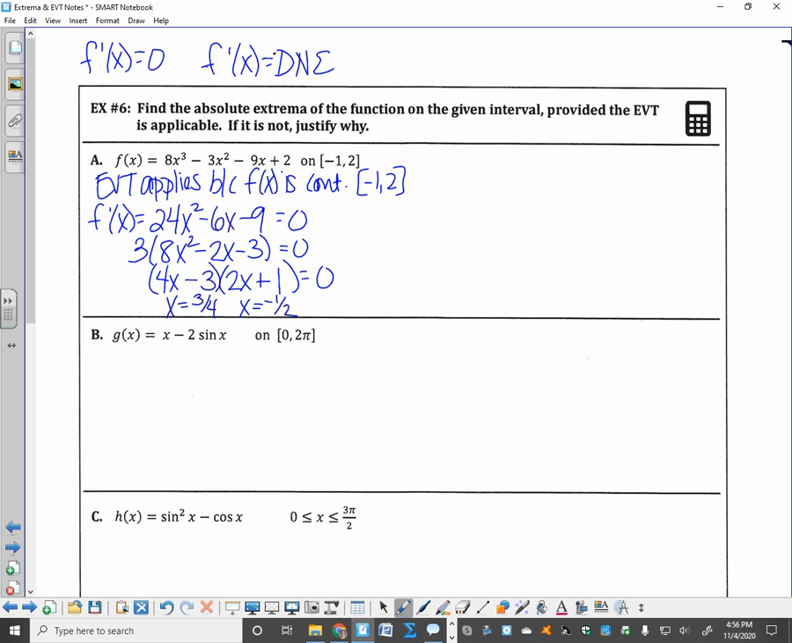So now I'm going to do what's called a candidates test. So I'm going to make a table. And in this table, I'm going to go from endpoint to endpoint, but I'm also going to put my critical values in here. So -1, and then my next smallest number is the -1/2, and then 3/4, and then my 2. So that's from -1 to 2, because remember, absolute extrema can happen at endpoints. So I have to include the endpoints.